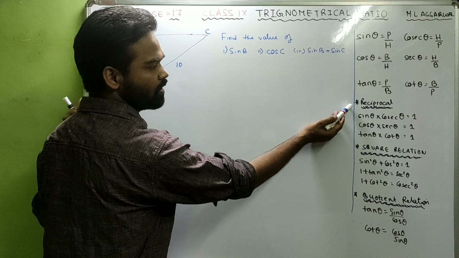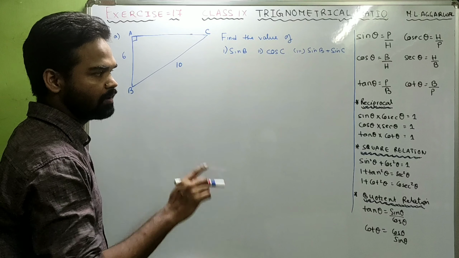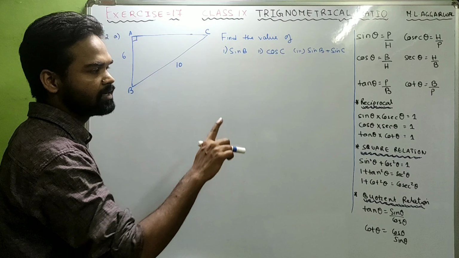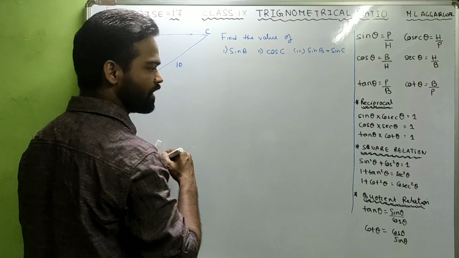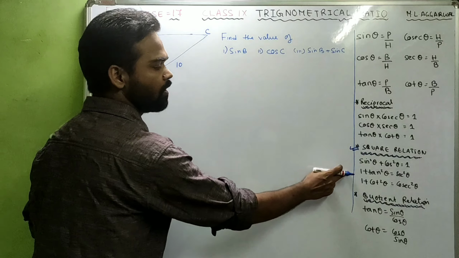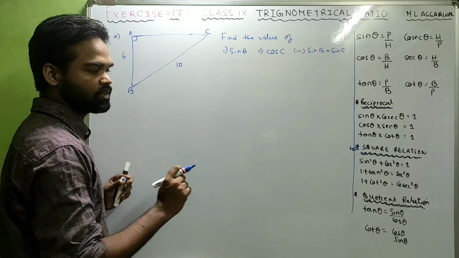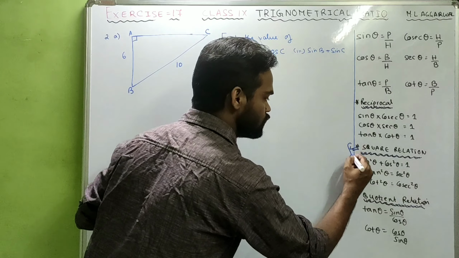Then we had the reciprocal relation. Definitely, if you multiply sine and cosec, you'll get 1. Cos and sec, you'll get 1. Tangent and cotangent, you'll get 1. Square relations, very important: sine square theta plus cos square theta equals 1, 1 plus tan square theta equals sec square theta, 1 plus cot square theta equals cosec square theta. We are going to use this a lot.